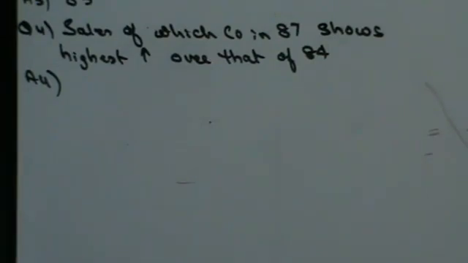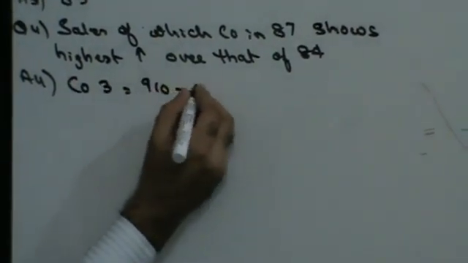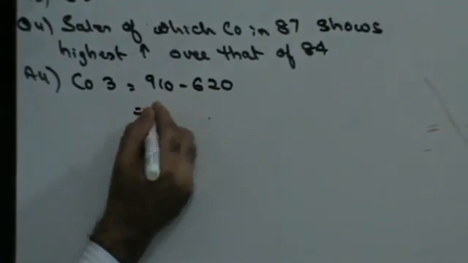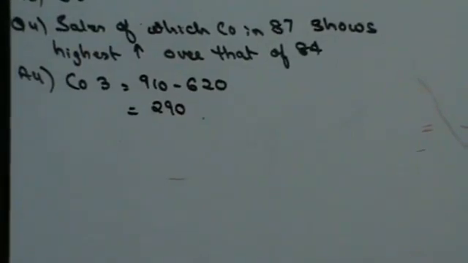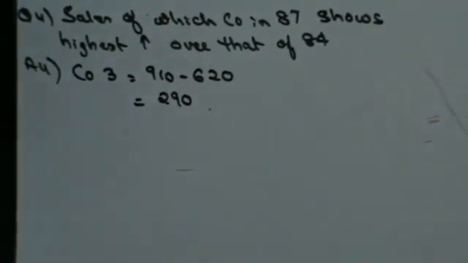So the maximum difference is in company 3, because for company 3 the difference is going to be 910 minus 620, that is 290. So the sales of which company shows maximum difference? It has to be company 3.